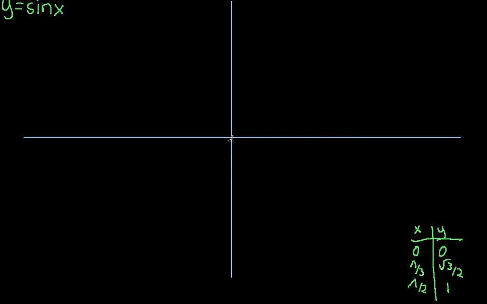So the point 0, 0 exists. Let me add an axis here. Okay, so these axes are going to be at intervals of pi over 2. So this would be pi over 2, pi, 3 pi over 2, 2 pi. And over on this side, we would have the negatives of all of these: negative pi over 2, negative pi, negative 3 pi over 2, and negative 2 pi.